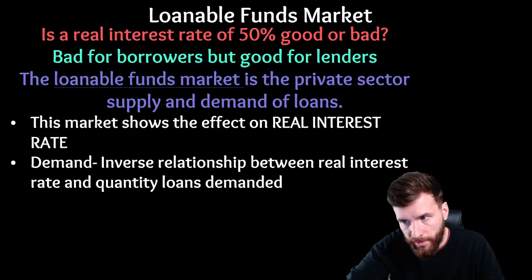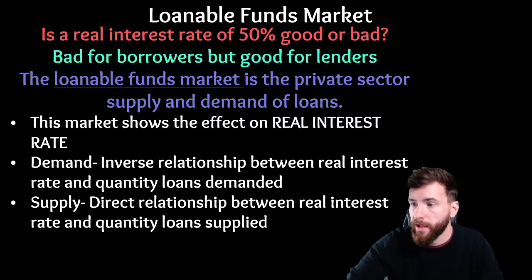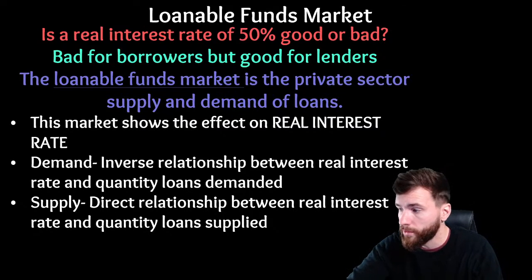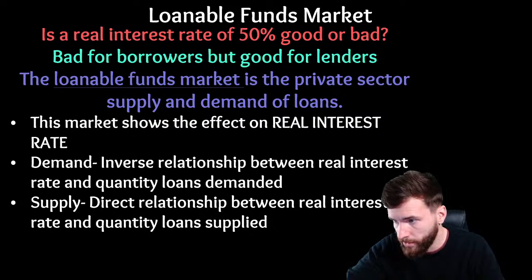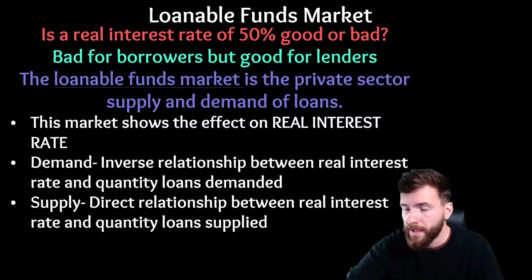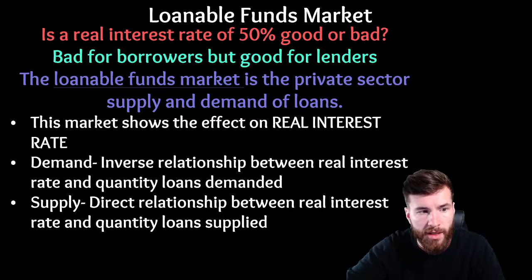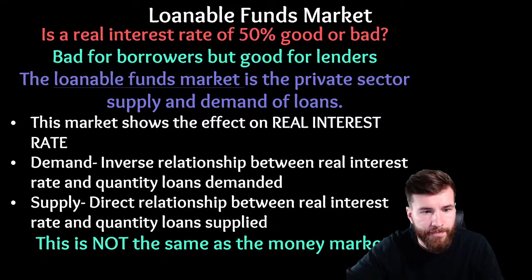High rates, you don't want to take out loans. Low rates, you want to take out more loans. And then supply is going to be the opposite. Supply is a direct relationship. Who supplies loans? We call those people lenders. Lenders are more willing to give out loans as interest rates increase. At low rates, lenders do not get a lot of rate of return, not a lot of money back for giving out a loan, and there's risk involved when you give someone a loan. If rates are low, they're not going to want to give out a lot of loans. When rates go up, it's a higher rate of return, more profit for the bank. Lenders are going to be more willing to give out loans as real interest rates increase.